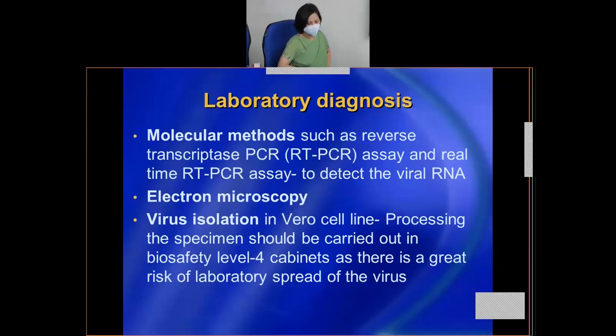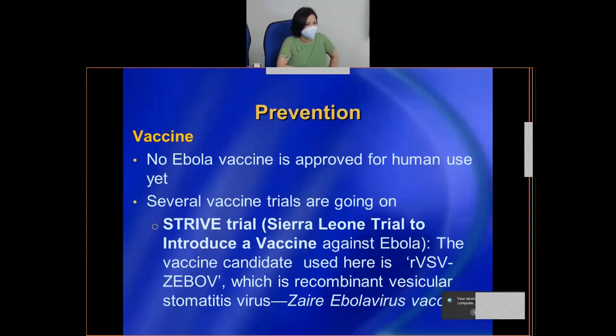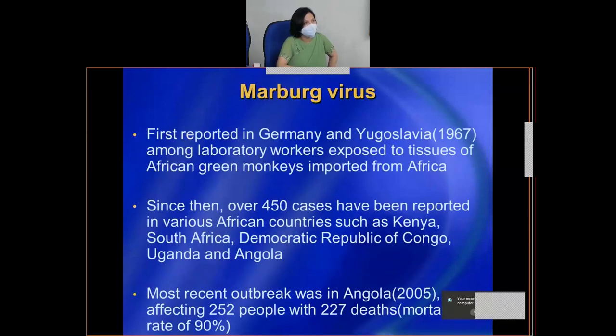The only thing, and this is very important, is that since they are highly contagious and the morbidity and mortality is so high, you cannot process these samples openly. We need biosafety level 4, where we don't generate any aerosol and the room has negative pressure, so nothing from the room goes out. These precautions should be taken, otherwise the lab personnel will definitely get infected and die, because there is a great risk of laboratory spread of the virus. There is no vaccine till now, so we will not go into that.